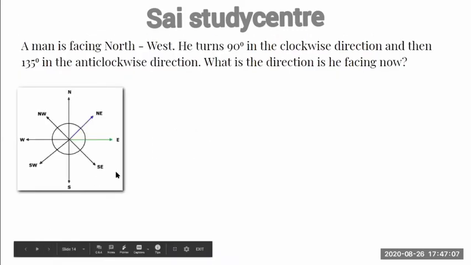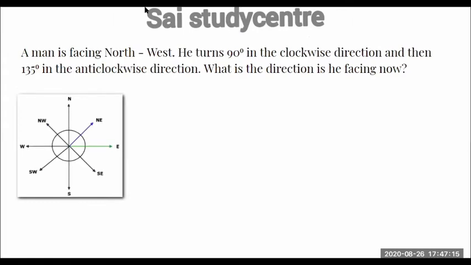See, a question says that a man is facing northwest. He turns 90 degrees in the clockwise direction and then 135 degrees in the anti-clockwise direction. What direction is he facing now? So we have to check in which direction the person is facing now. First we have to draw this diagram. So let me mark, it is said that it is northwest. I can mark this as the position where my person is standing. The person is standing at position A.